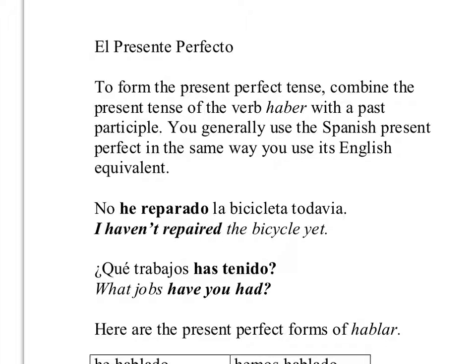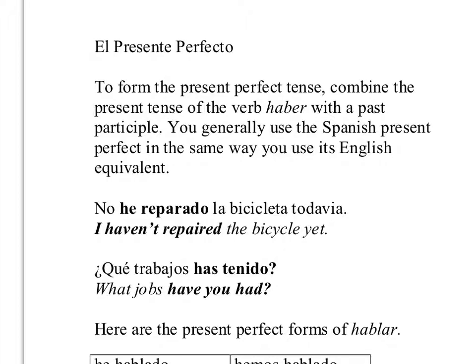Today we're going to talk about the present perfect, or el presente perfecto. To form the present perfect tense, combine the present tense of the verb haber with a past participle. You generally use the Spanish present perfect in the same way you use its English equivalent. We haven't really learned the verb haber yet, so just bear with me until I get to the different forms, and you'll see what it's all about.